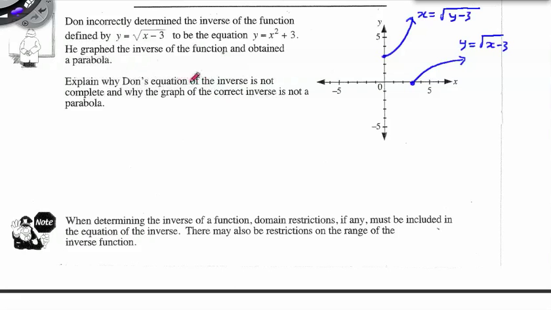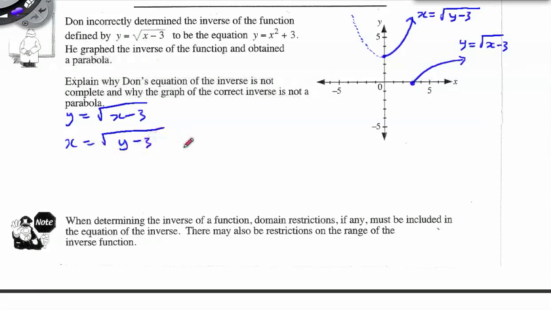So explain why Don's equation of the inverse is not complete. Well, really, he's got this parabola that looks like this. Okay, and for some reason he's forgotten that when he's worked out the inverse, you will not get this part of the parabola. We can try and work that out, actually, if we take his equation and see what he did wrong. First of all, you switch the x and the y's.